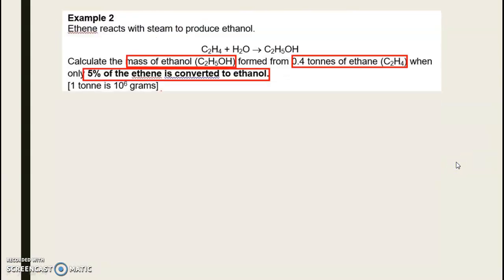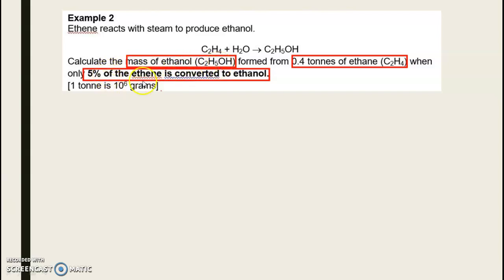Okay, now let's take a look at another question that's given on the website. Ethene reacts with steam to produce ethanol. So this is the question. Calculate the mass of ethanol from 0.54 tons of ethene when 5% of ethene is converted to ethanol. This question involves percentage yield, but in a slightly different way. Now the teacher has given you the percentage yield that is being calculated, which is 5%. So the question is asking you to calculate the actual mass of ethanol that can be formed.